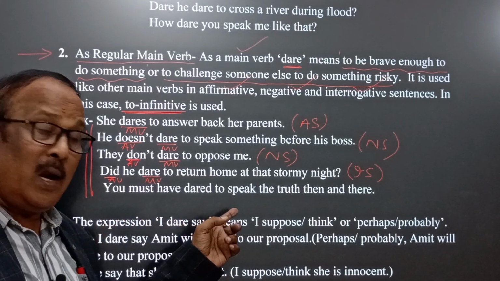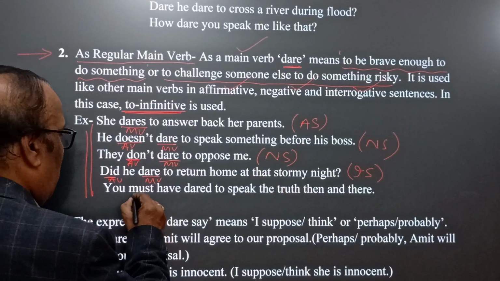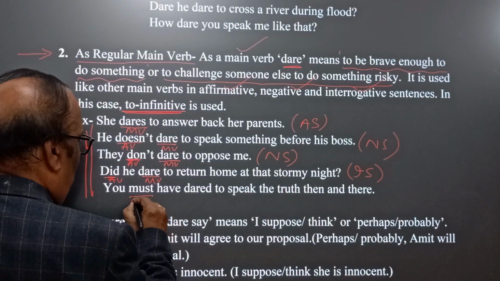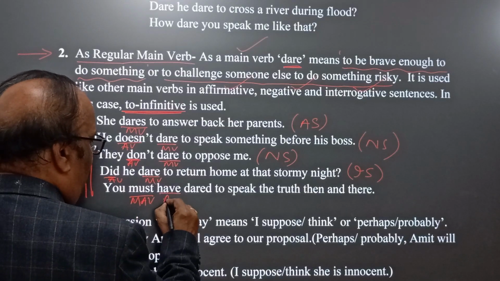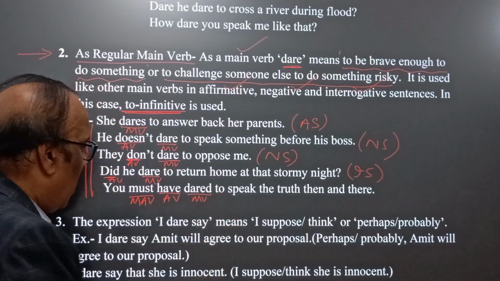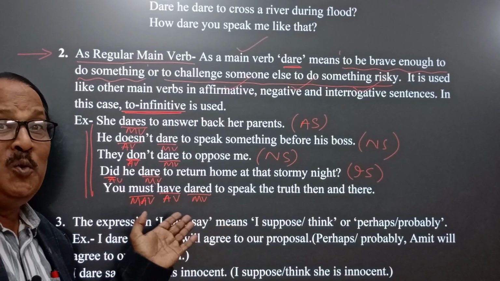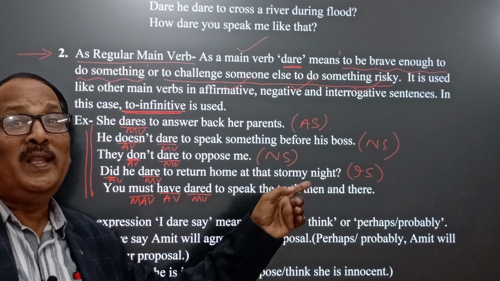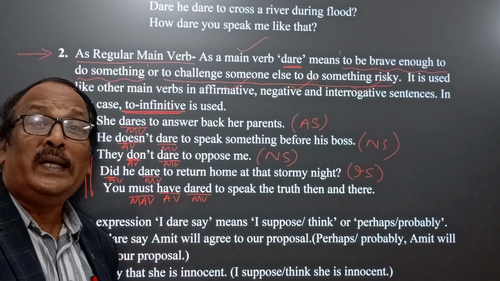You must have dared to speak the truth then and there. Here must is the modal auxiliary verb and have is the primary auxiliary verb and dared is the main verb. In other words, you had no courage to speak the truth then and there. This is the matter of past regret.